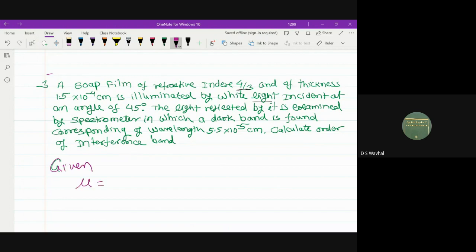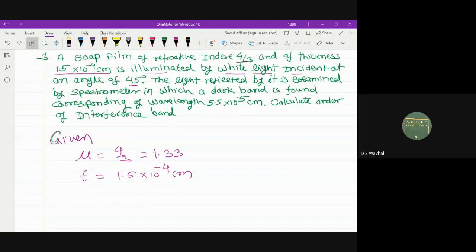Given refractive index 4/3. It's a soap film, so water, and this is nothing but 1.33. And of thickness 1.5 into 10 to the power minus 4 centimeters. So the thickness of the film is also given, and that is 1.5 into 10 raised to minus 4 centimeter. Is illuminated by white light incident at an angle of 45 degree. So angle of incidence is given, i equals 45 degree. So we have to find the angle of refraction first.